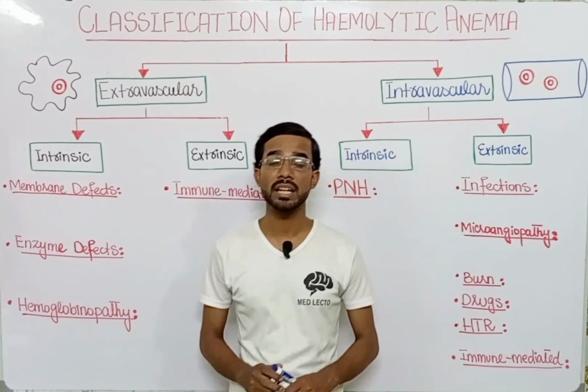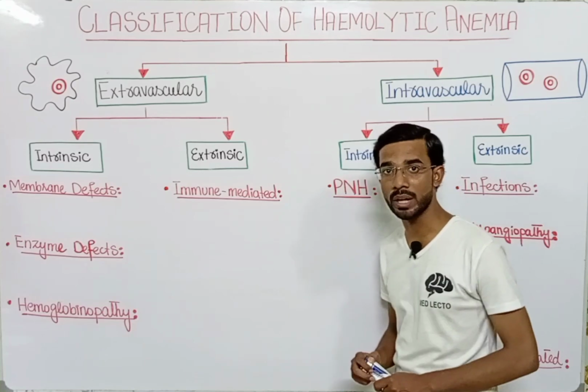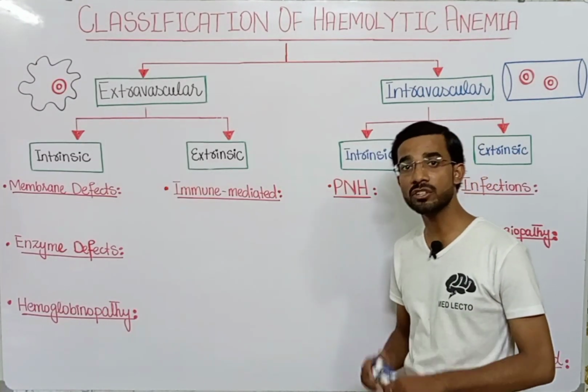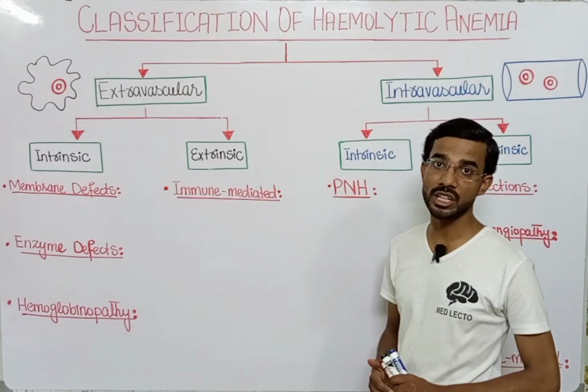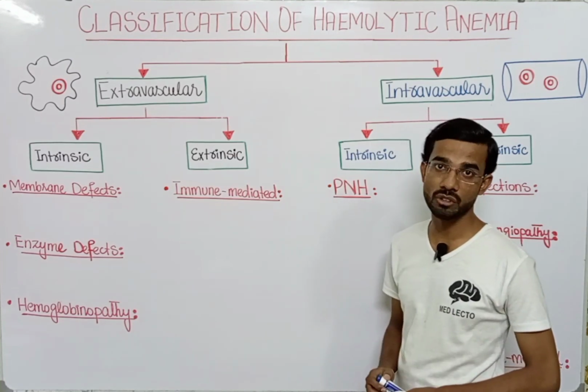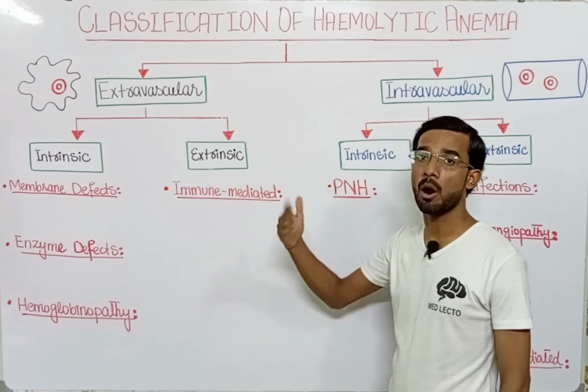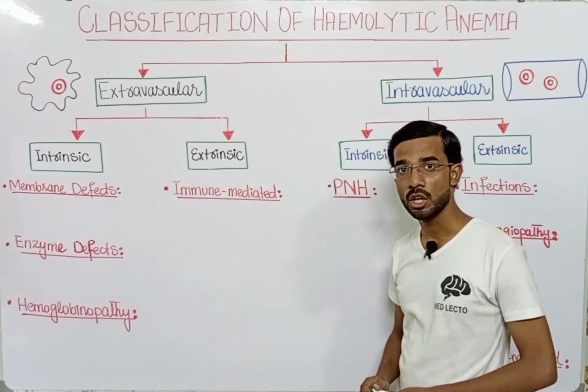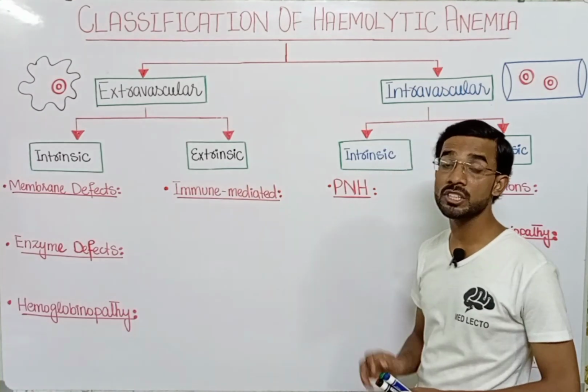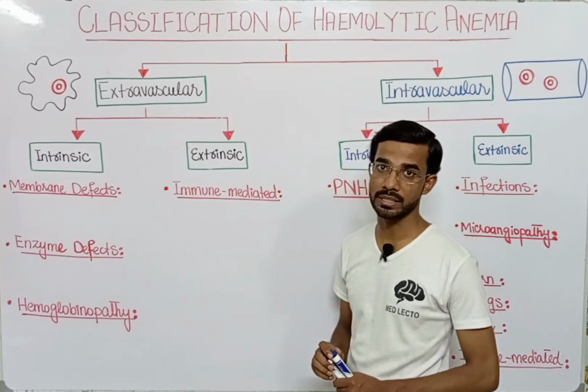So we categorize hemolytic anemia into two categories, extravascular and intravascular, on the basis of the location where RBCs are destroyed in our body. As the name indicates, extravascular means outside the blood vessel. Specifically, RBCs are destroyed by the different macrophages.